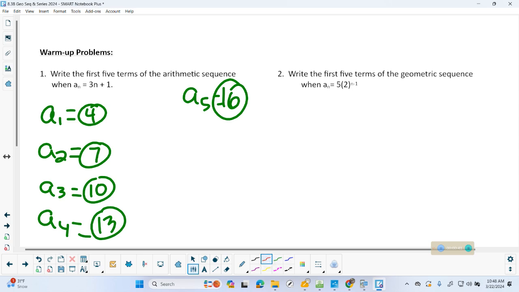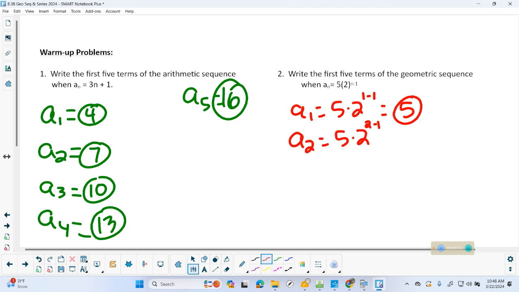Okay, let's do this geometric sequence. So I'm going to put 1 in. So what's 5 times 2 to the 1 minus 1? 5. Because 2 to the 0 power is 1. 1 times 5 is 5. Okay, what is 5 times 2 to the 2 minus 1?